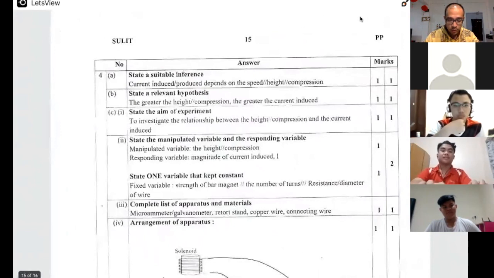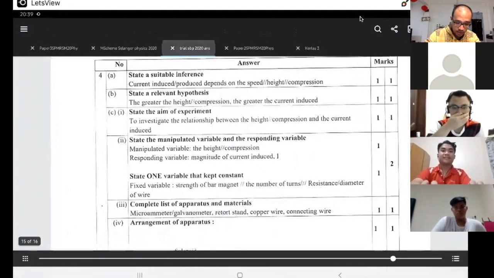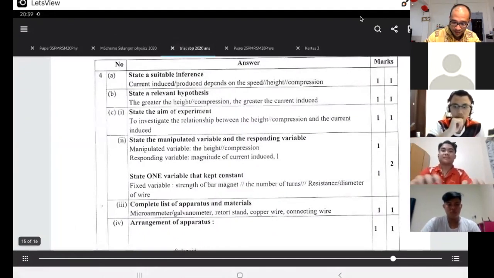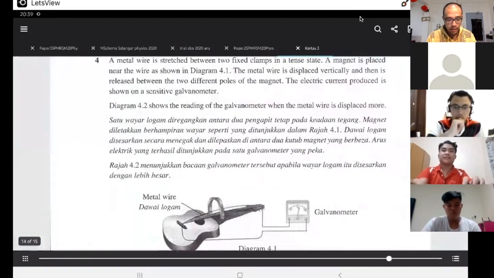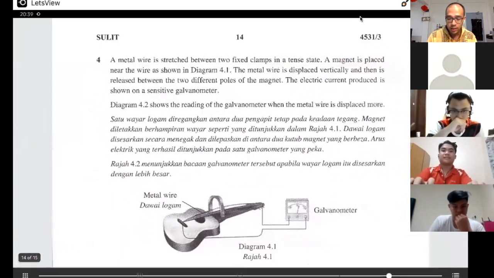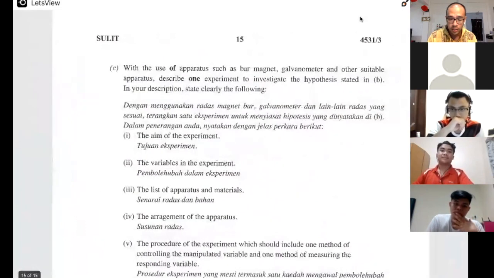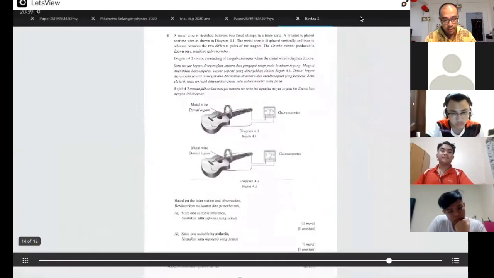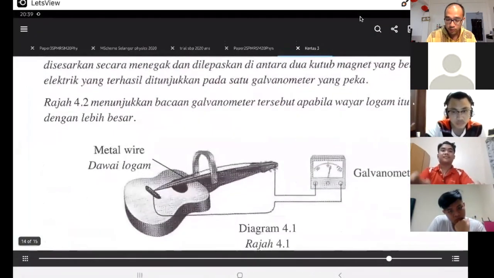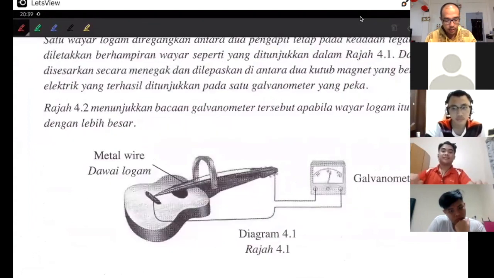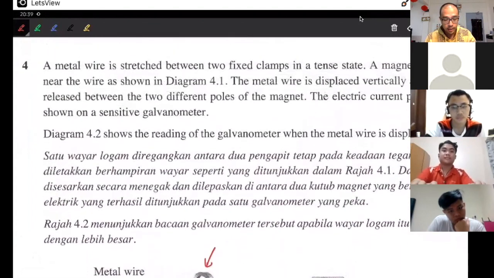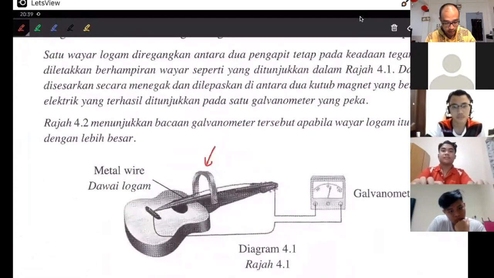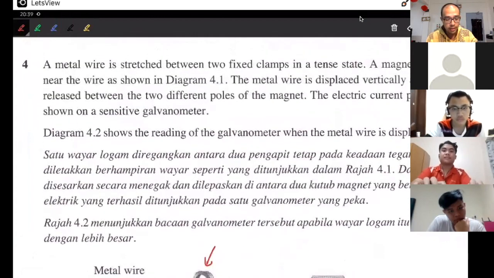All right, the second question, and this is a very interesting question. When I saw it, I was like, what is the language of this question? So this is a metal wire that is stretched between two fixed clamps. You have a clamp over here, and the wire is in a tense state. Anyway, a magnet is placed near the wire.